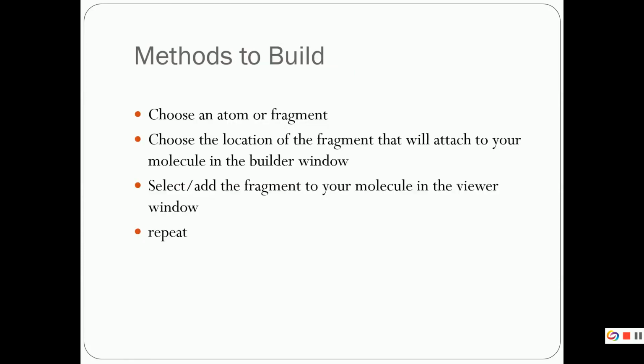Now, coming to the methods to build the molecule. First of all, from the builder window, we choose an atom or a fragment and place it into the viewer. Then from the builder window, we take another atom, one single-bonded atom or two bonds open, any kind of atom, and we add it to the fragment that we already have in our viewer. In the same process, we build up our molecule, we can repeat it, and we have the molecule that we want.